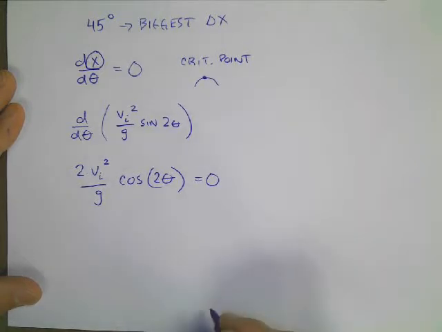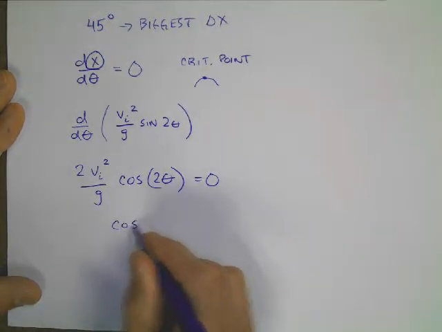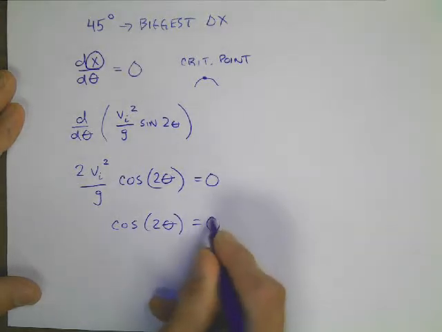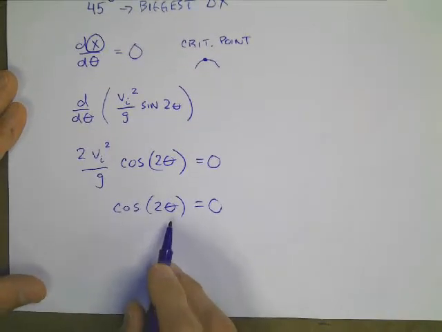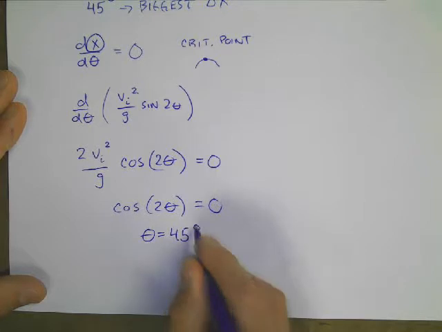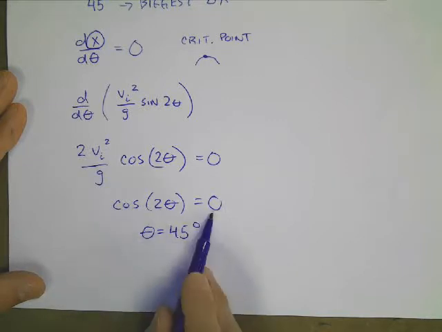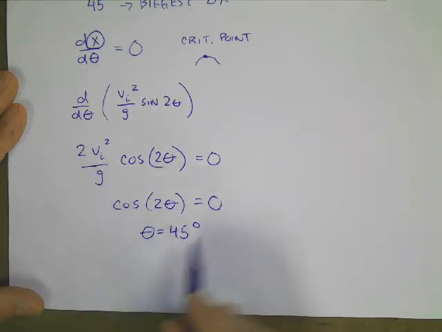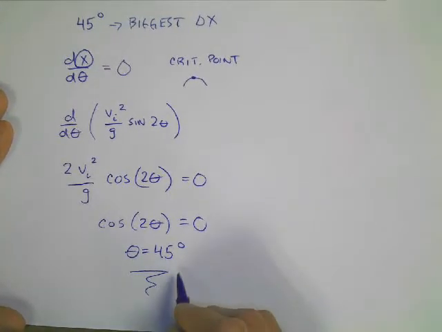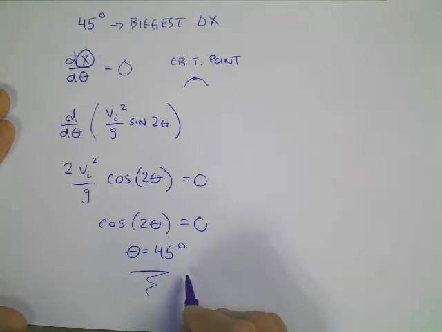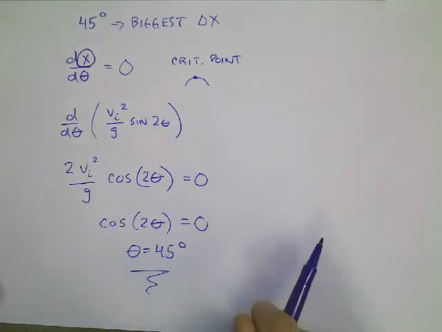Okay, so when does that happen? Of course this front part doesn't matter because that's never 0. So the question is really, when is the cosine of 2 theta equal to 0? And that's going to happen at theta equal to 45 degrees. I hope you can see why, because 2 times 45 degrees is 90, and the cosine of 90 is 0. So basically what we've just shown is that 45 degrees is your critical point, and for that reason, you're going to have the largest range possible when you're at a 45-degree angle.